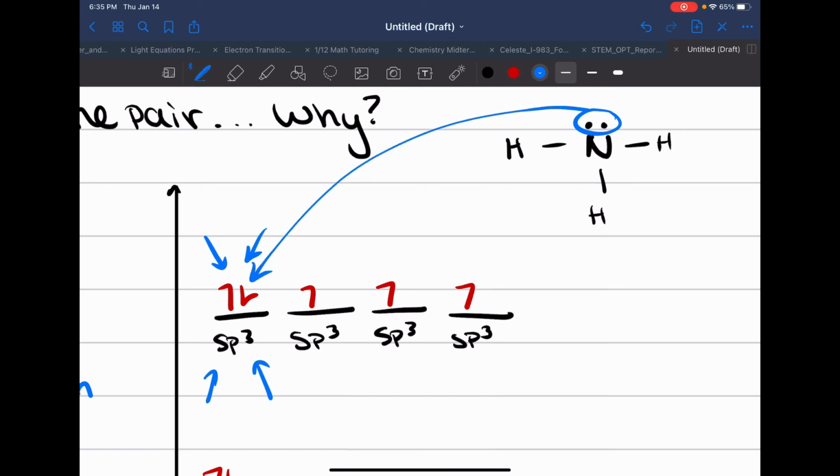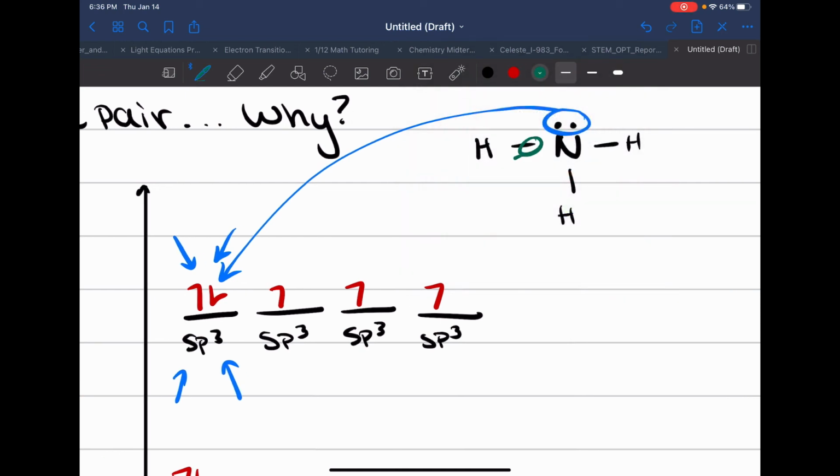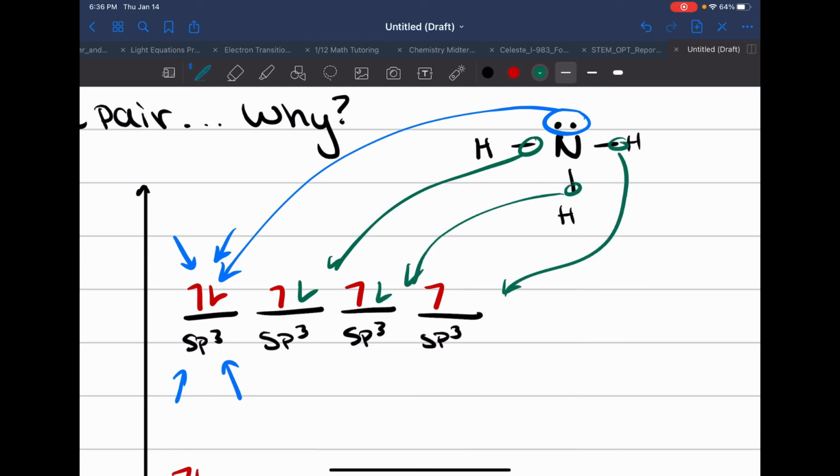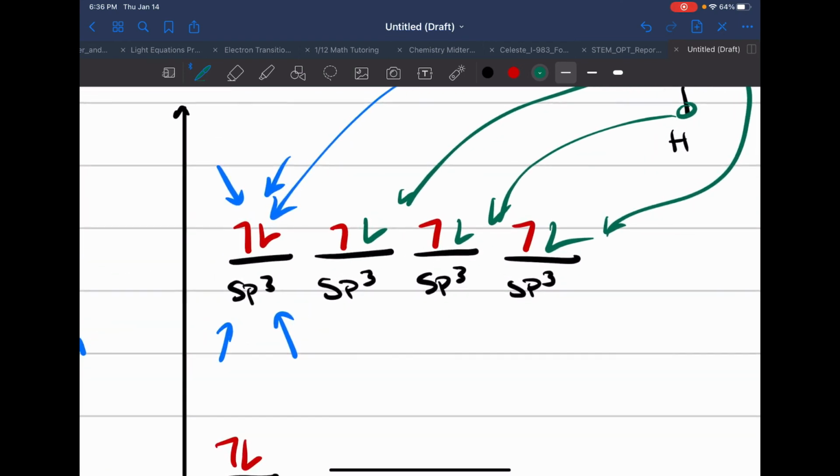Okay? So the lone pair here is these electrons. That means these bonds are made up between a hydrogen electron and a nitrogen electron. So let's make these in green. So one of these is here. This is the hydrogen electron. And lastly, here. All right. So this is the electron configuration of nitrogen, what's shown in red here.